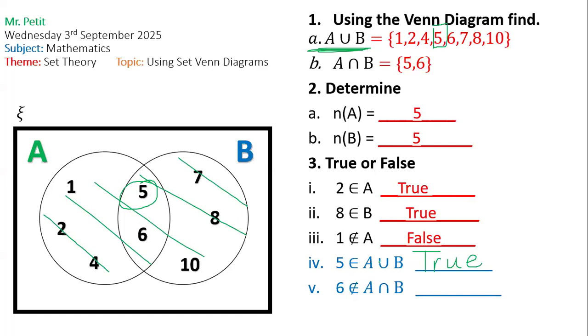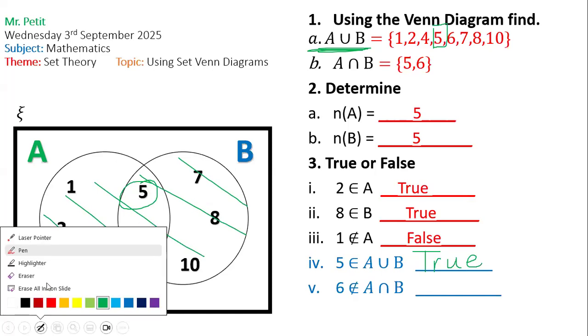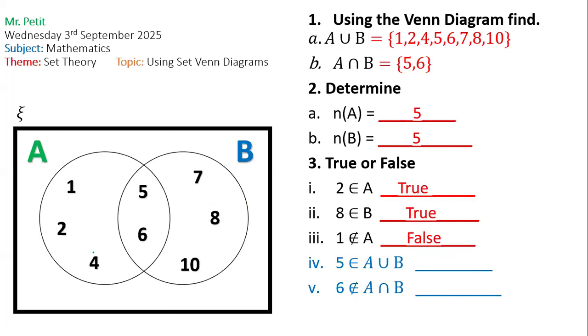So 5 is an element of A union B, that's definitely true, okay? Next, erase our link. So this is true. So the next one, which I'll have for number 5. False.